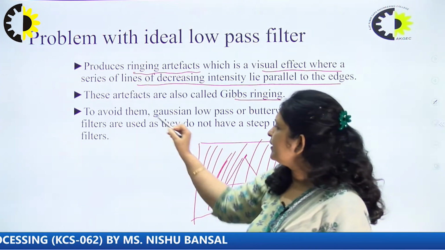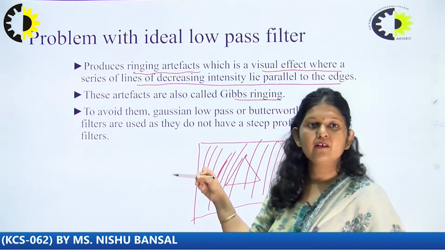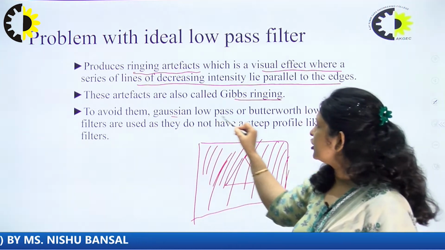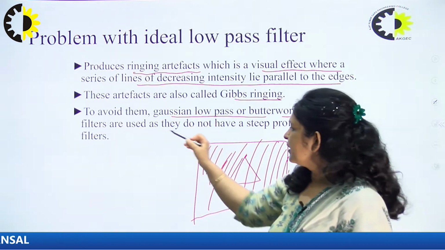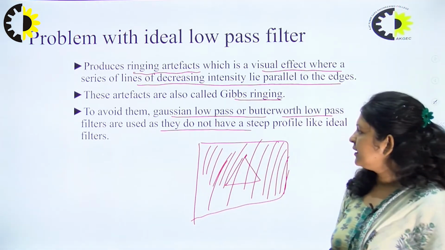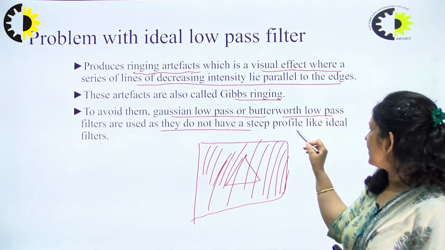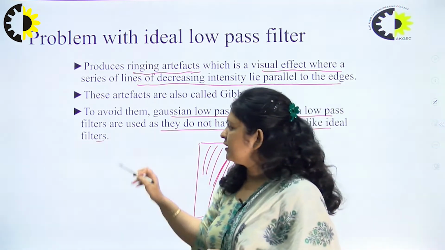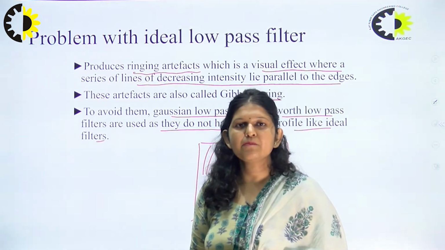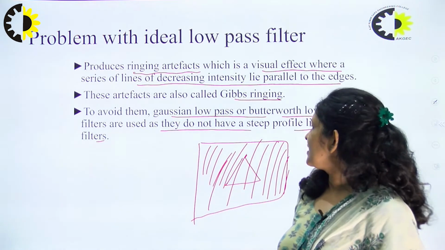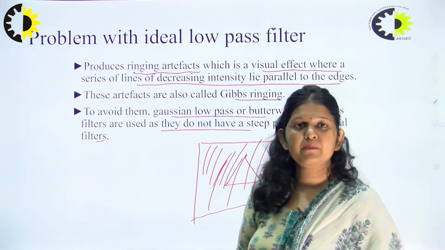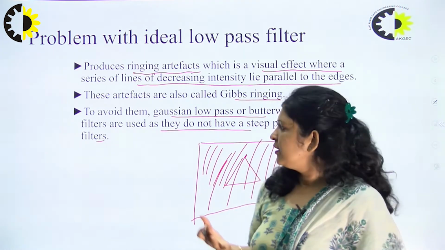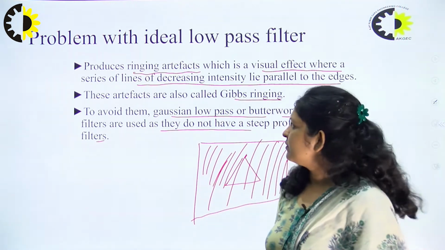So to avoid them, we have two other kinds of low pass filter. One is the Gaussian low pass, the other is the Butterworth low pass filter, which are used as they do not have a steep profile like the ideal filters. Nowadays, people go for the Gaussian low pass filter. That is a very good low pass filter. Ideal low pass filters people don't use much. They go for the Gaussian low pass filter.